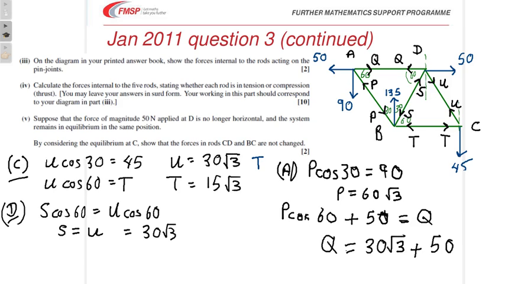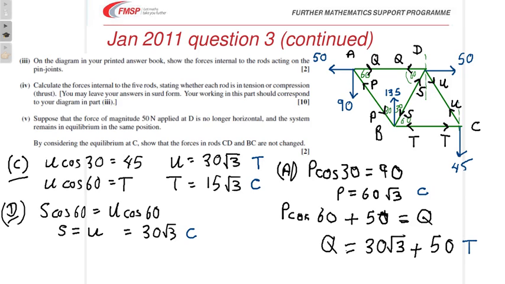T will be a compression. Just look at the way the force is going. S is a compression and P is a compression. And then Q is a tension. In the case of the T's and C's, indicate tension or compression.